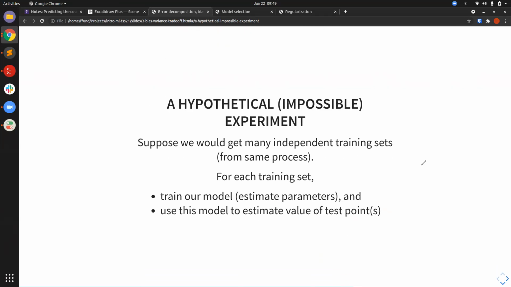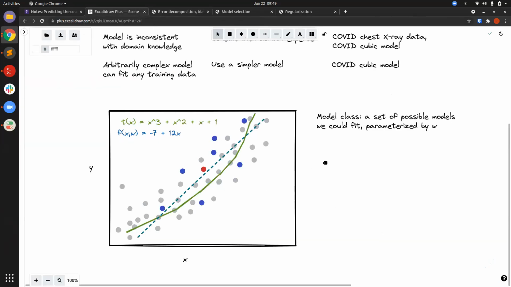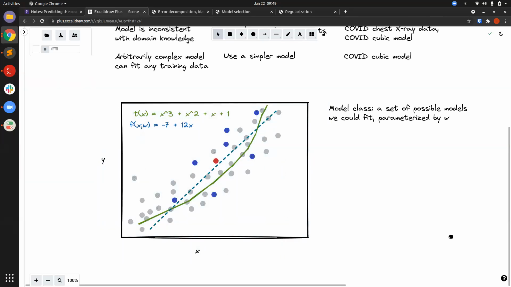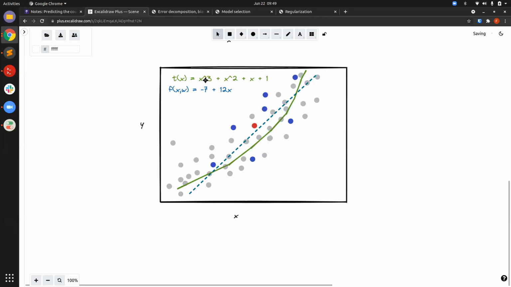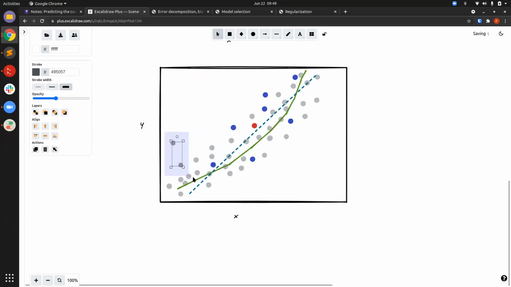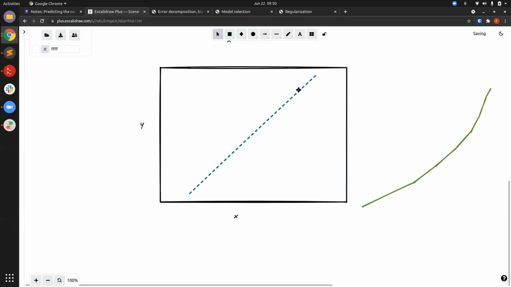We're going to think about some hypothetical but impossible experiment. This experiment is going to help us think about this error decomposition. So suppose we have many independent training sets drawn from the same process. Remember, we have this idea of some underlying population of data from which we can sample as much data as we want. And let's say we take many random draws of training samples over this data, and we fit a model to it.